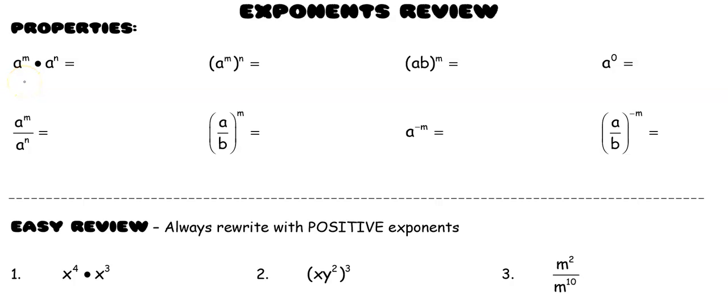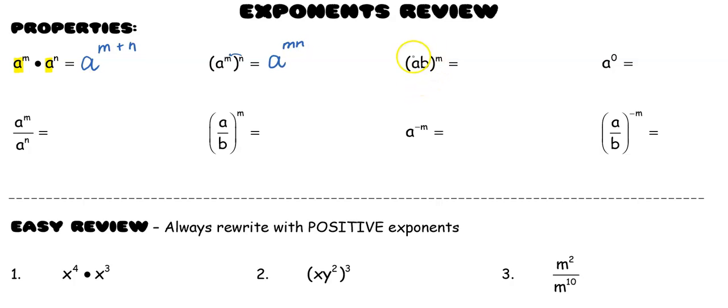So the first property is a to the m times a to the n. When you have the same base that you're multiplying, you are going to be adding the exponents. So when you multiply the same base, you add the exponents. The next one is a power to a power. When you're raising a power to another power, an exponent to an exponent, you are multiplying those two numbers together.